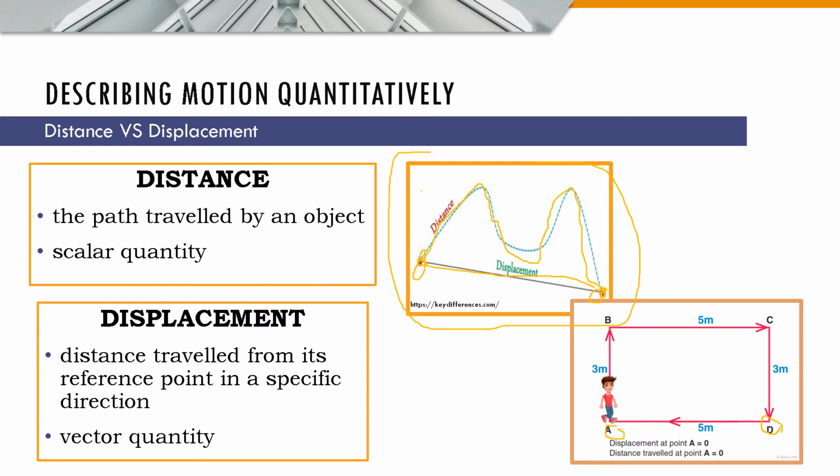But what if bumalik siya doon sa point A? Then, therefore, ang distance po natin is 3 plus 5 is 8. Then, plus 3, 11, plus 5, 16. So, the distance traveled by the boy is 16 meters. But, the displacement po is 0. So, that is the difference between distance and displacement.